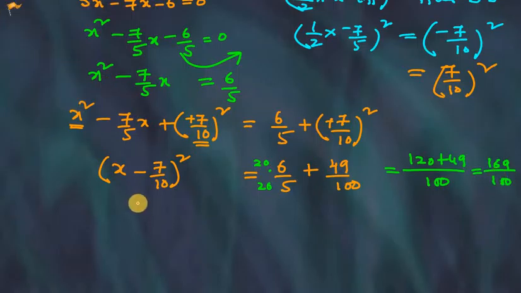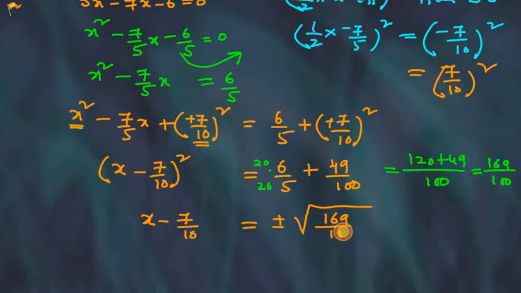So if you go for that, x minus 7 by 10 is equal to, this square I am taking to the right hand side. Then the square becomes square root. So 169 by 100. As you know, this value is how much? Plus or minus 13 by 10.